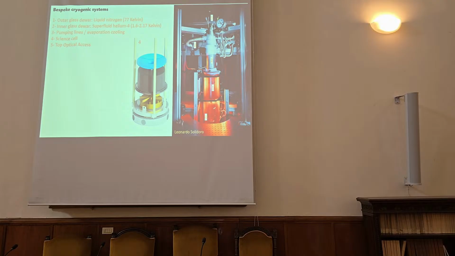There's the outer glass dewar, where we have liquid nitrogen, and we pre-cool the system to 77 Kelvin. Inside this, there's an inner glass dewar that contains superfluid helium-4, and we can reach stable temperatures down to 1.6 Kelvin. We have a pump line here because we use evaporative cooling, just as you cool your coffee cup, to cool this quantum liquid in the inner dewar. We have a science cell that sits down here, and I made a magnification. What is new, or apparently very unique in this system, is a top window that gives us a top view onto our cryogenic system.